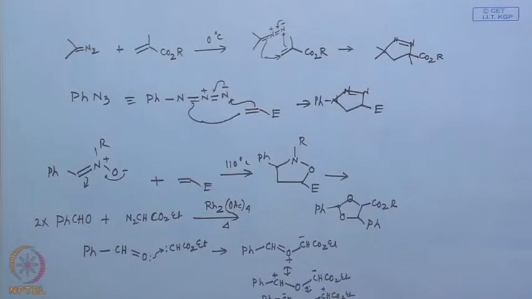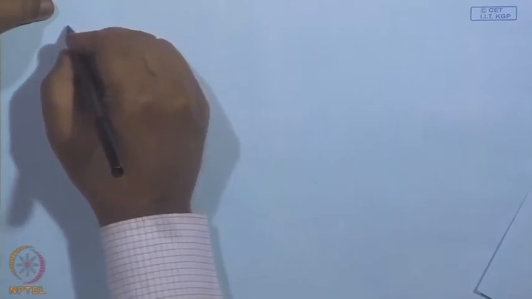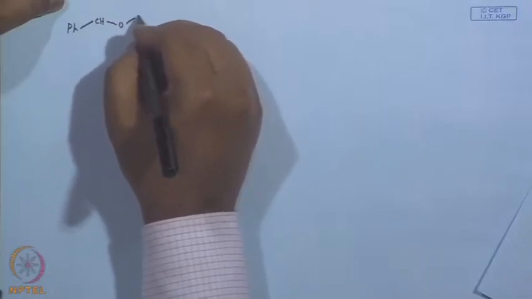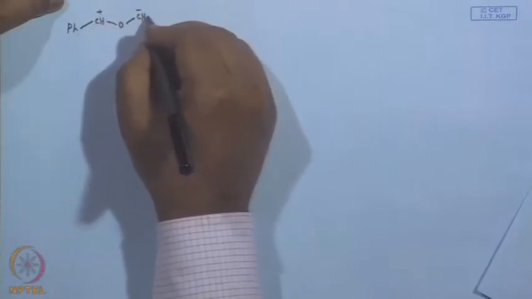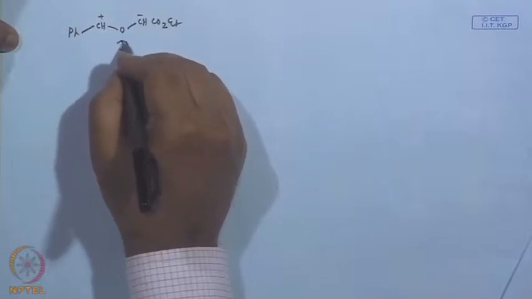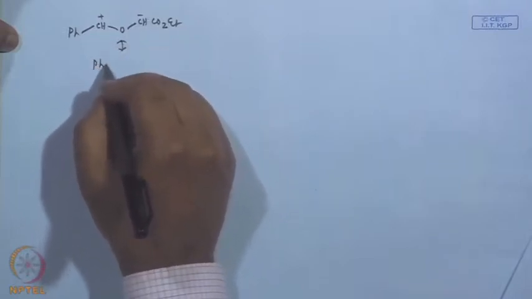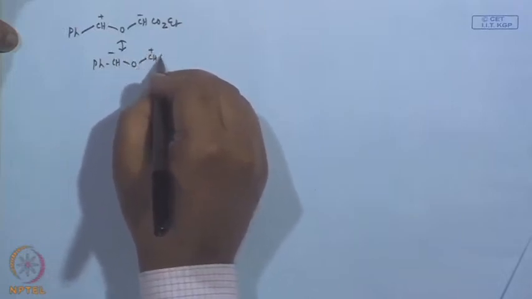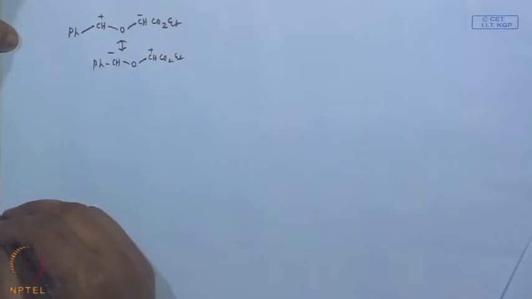So, what next? Let me quickly rewrite the dipole here: it is a carbon, oxygen and CH. This is plus, this is minus, and this is the ester again. You can rewrite it also: this is C minus, oxygen plus, and this is the ester. And what next?